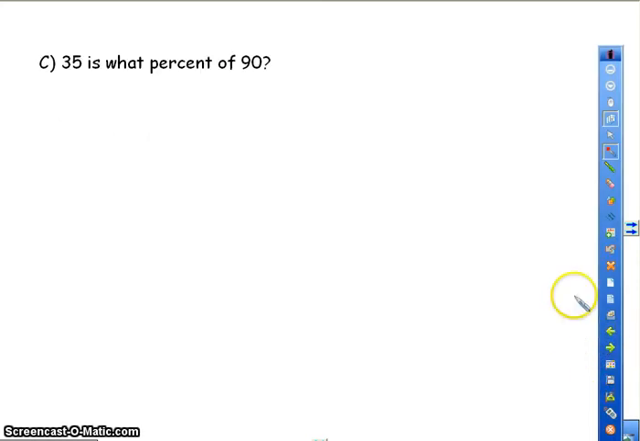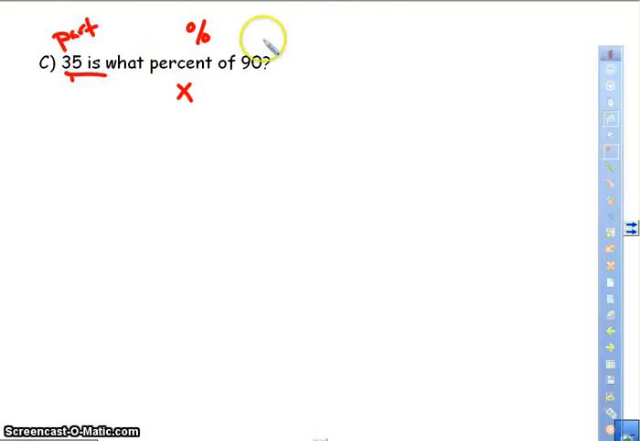35 is what percent of 90? So this time we're solving for the percent. We're going to call our percent x. So 35 is, this is my part. What percent of 90? This is the whole.